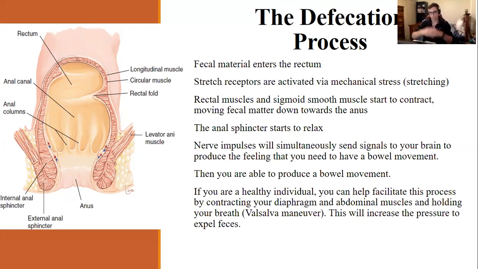Distension is basically a stretching of the folds. When that stretching occurs, you will have receptors known as stretch receptors that are stimulated by that mechanical stress and will send a signal to the sigmoid colon that will force the feces down through the rectum towards the anus. Once this happens, the anus will start to relax its internal sphincter. As humans, we don't really have any control over this one. We do have control over the external sphincter.